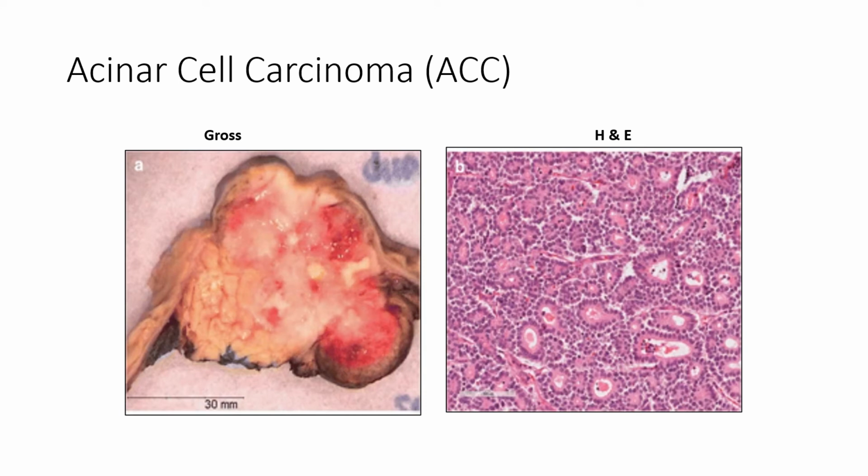The third type of pancreatic carcinoma we have is acinar cell carcinoma, ACC. So grossly, you can see this whitish tumor surrounded by some hemorrhage, this reddish portion, and this normal pancreatic parenchyma and some fat. Microscopically, we can see the cells have characteristic granular cytoplasm and small round to oval nuclei forming small acinar structures.